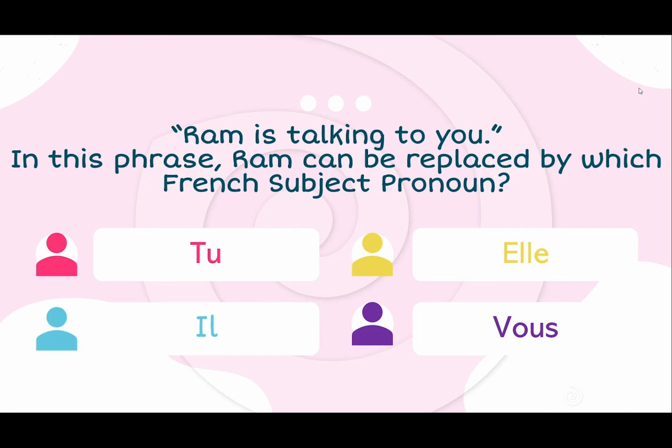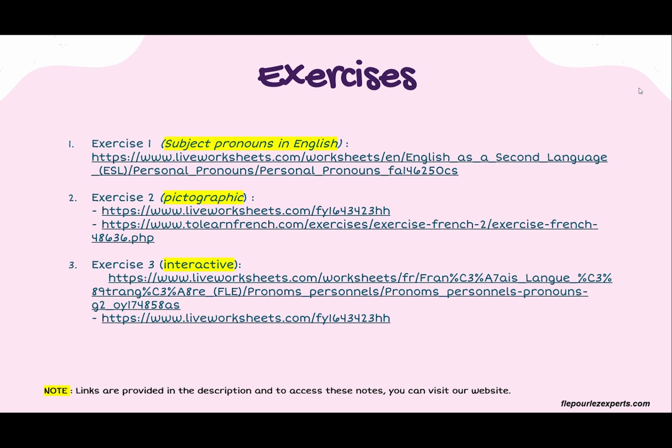Question 2. Ram is talking to you. In this phrase, Ram can be replaced by which French subject pronoun? Tu, elle, il, vous? A small tip for you. Translate all of these French subject pronouns in English and see which is the third person singular. So third person singular is il or elle. Now Ram is a male person. So we will replace Ram by il.